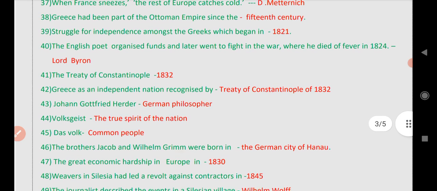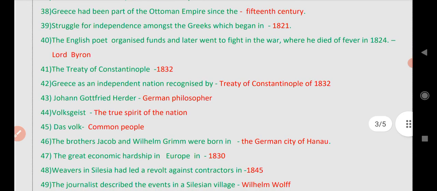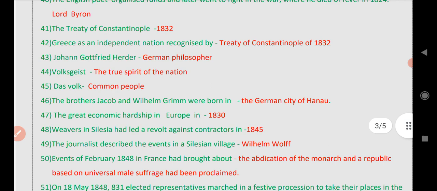The struggle for independence amongst the Greeks began in 1821. The English poet organized funds and later went to fight in the war, where he died of fever in 1824. That was Lord Byron. The Treaty of Constantinople, 1832: Greece was recognized as an independent nation by the Treaty of Constantinople of 1832.